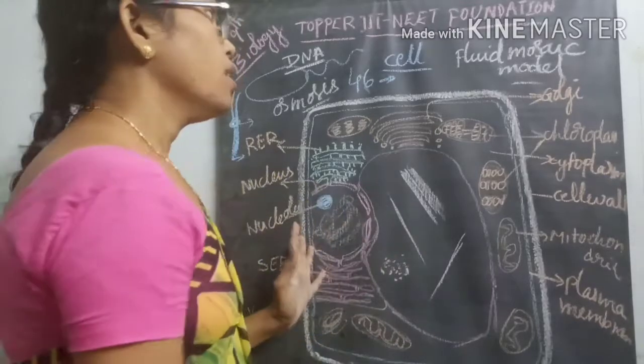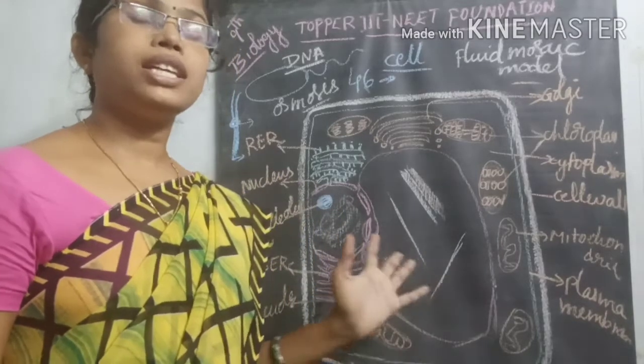So this is about some of the cell organelles which are present in the plant cell.